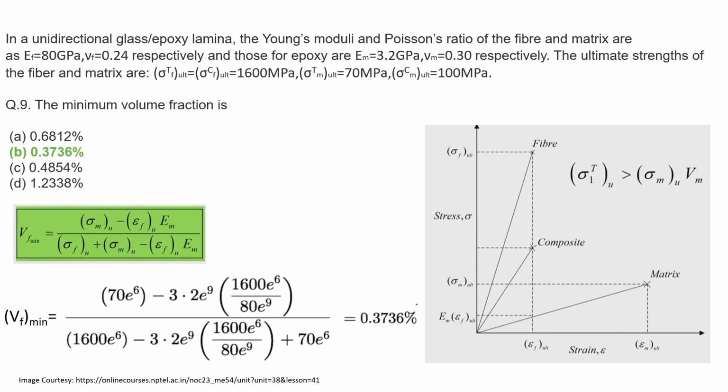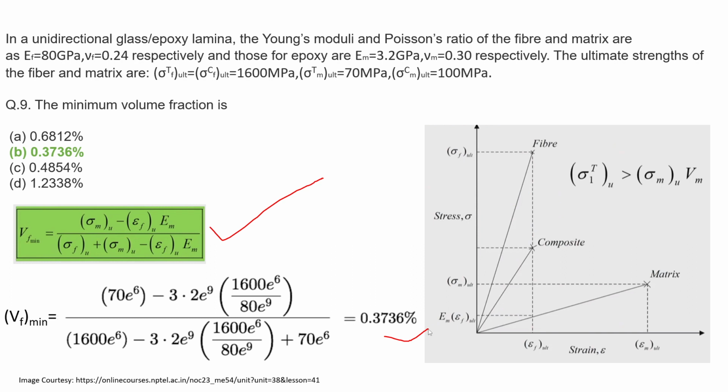For the next question, they have asked, with the given values, what will be the minimum volume fraction? To find the minimum volume fraction, this is the equation. All these values, the matrix stress ultimate, the fiber strain ultimate, the modulus of matrix, and all these values are already given in the question. We will put those values in and we can get the minimum volume fraction as 0.3736%. So these are all direct equations we can use, as all the data are already given in the question.